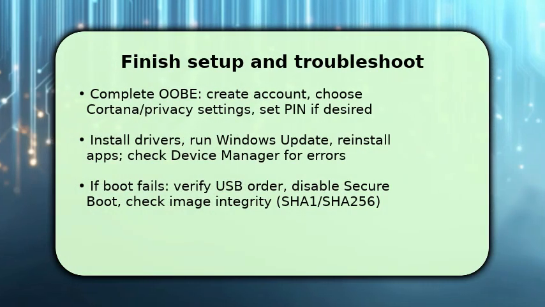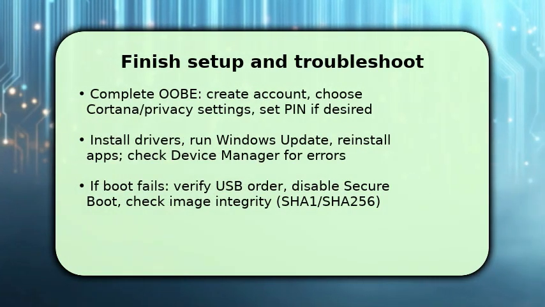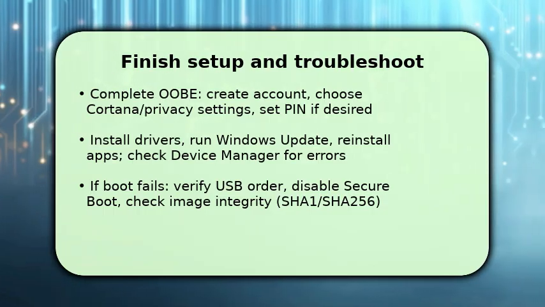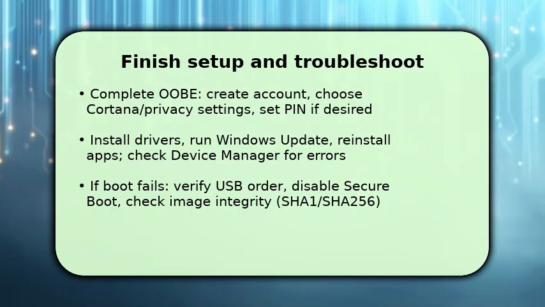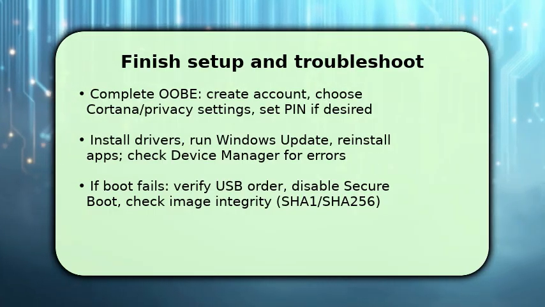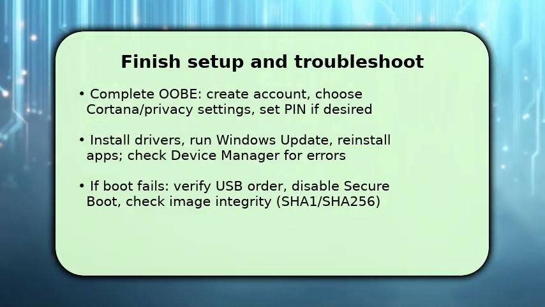After the final reboot, you go through OOBE, accept license, create a local or Microsoft account, and configure privacy and network options. Choose a PIN if you want faster sign-in. Once on the desktop, install chipset and GPU drivers, run Windows Update, and reinstall your apps and data.